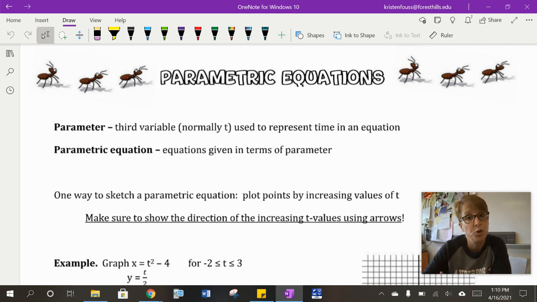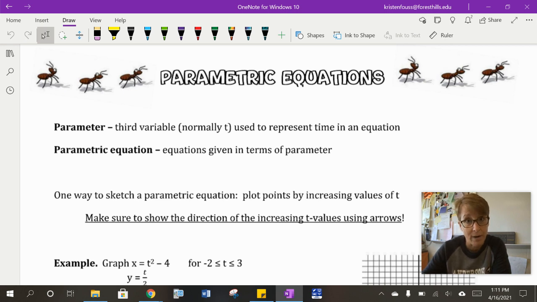Parametric equations come in two pieces. We don't just have a single equation anymore. We'll have both an x equals equation and a y equals equation that work together to create that one graph. And both the x equals and the y equals equations will have the variable t in them. So that's how parametric equations work. They'll both have a t, but together they make one final graph. So we would consider that a parametric equation.